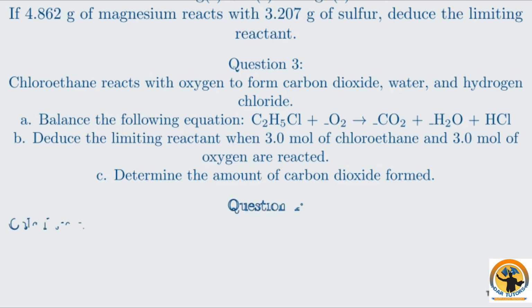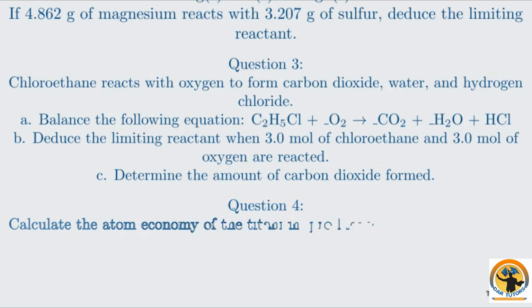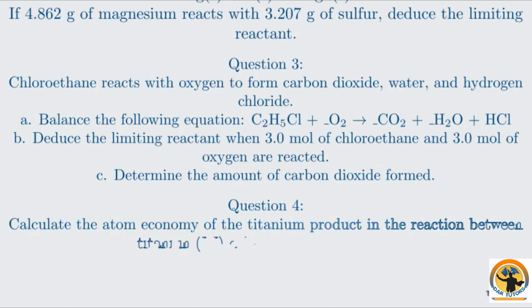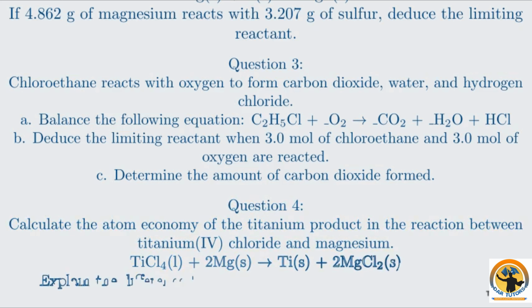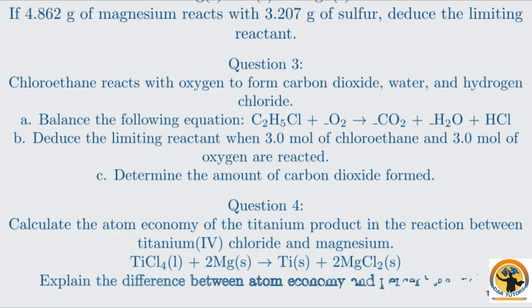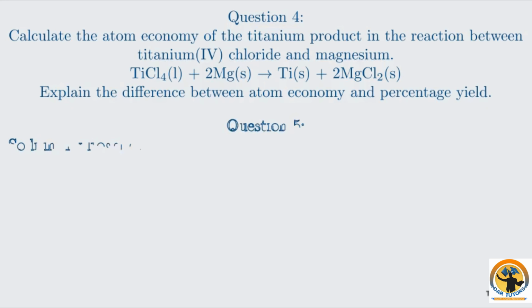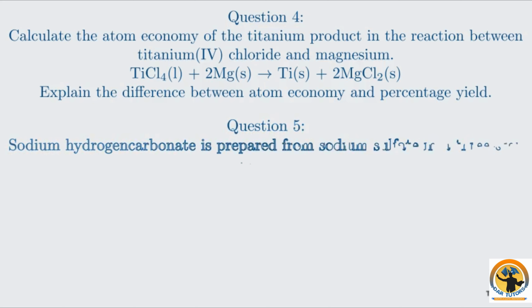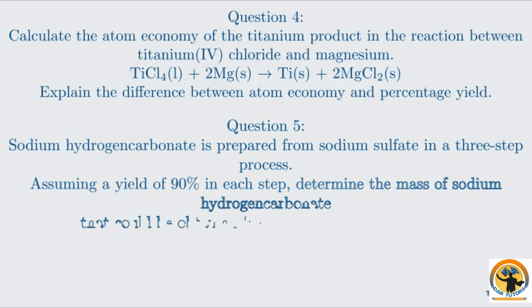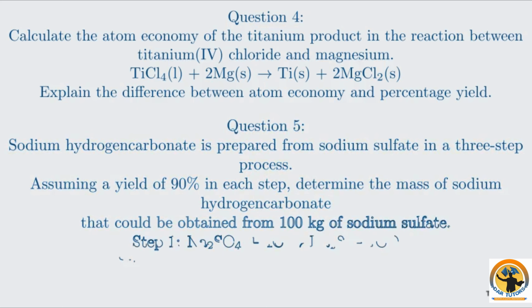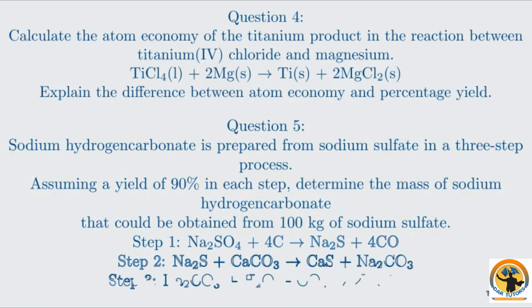Question 4 gives you a balanced equation and asks you to calculate the atom economy of titanium produced in the reaction between titanium phosphide chloride and magnesium. It also asks you to explain the relationship between percentage yield and atom economy. Question 5 is an industrial chemistry problem. Given a multi-step process with a 90% yield at each stage, calculate the final mass of sodium hydrogen carbonate you could obtain from 100 kilograms of sodium sulfate.